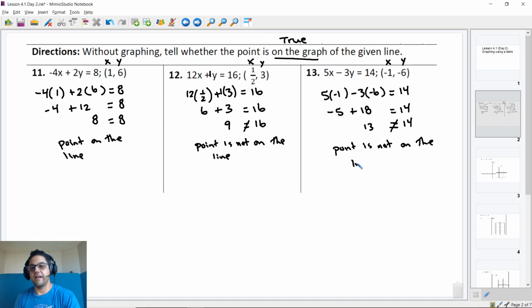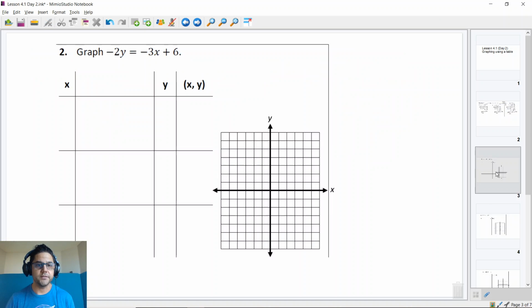Which means it's not on the graph. Point. A little messy writing. Point is not on the line. Point is not on the graph. And again, that's just a quick visualization by substituting. But the visualization with the actual graph sometimes is even more helpful, though it does require a little bit more work.